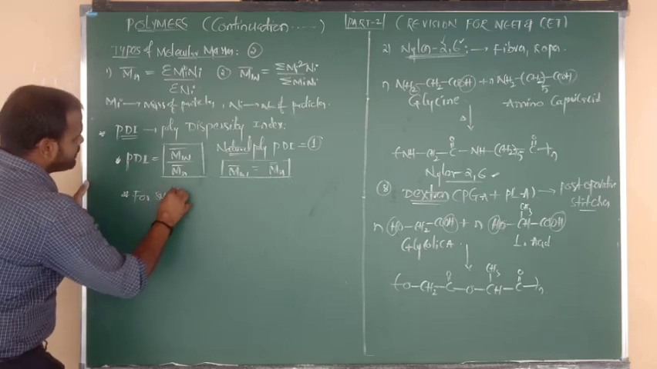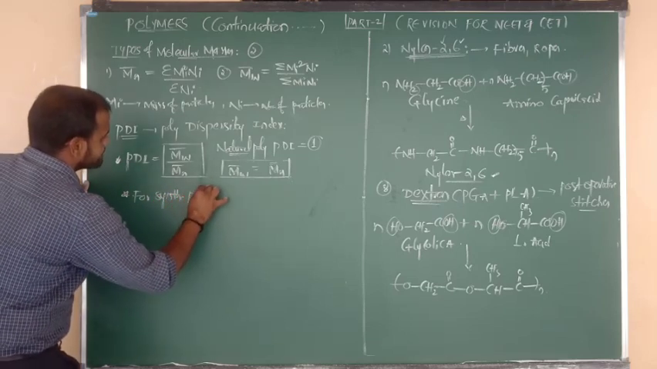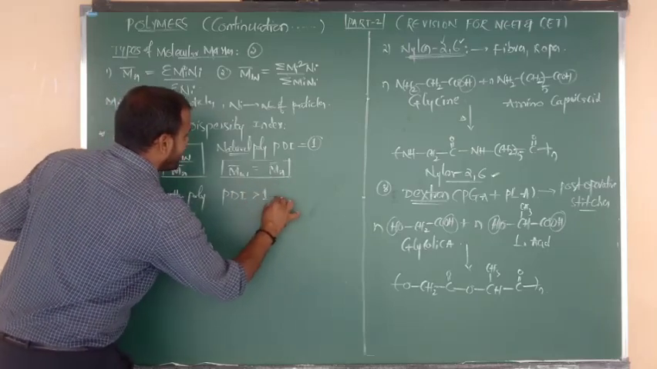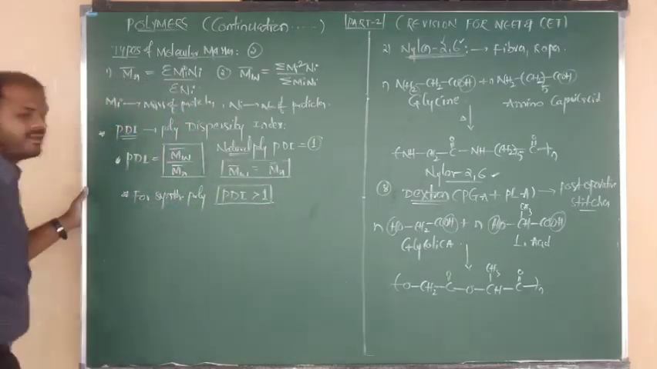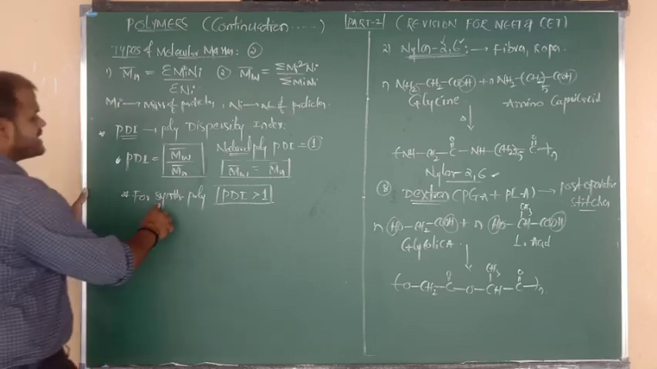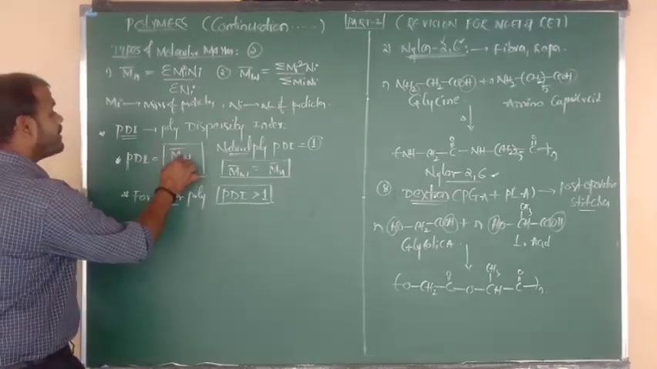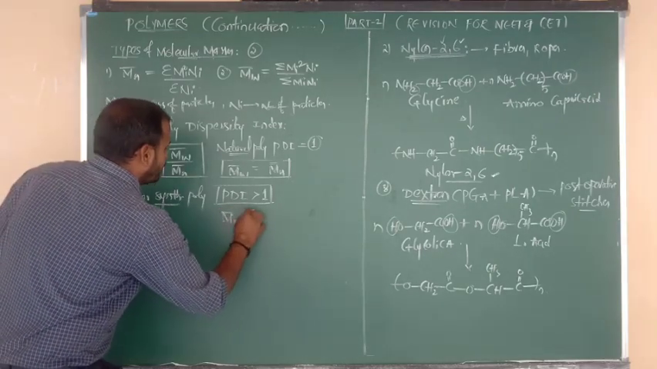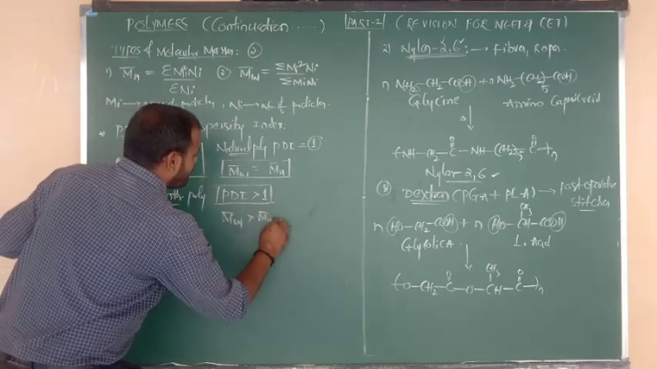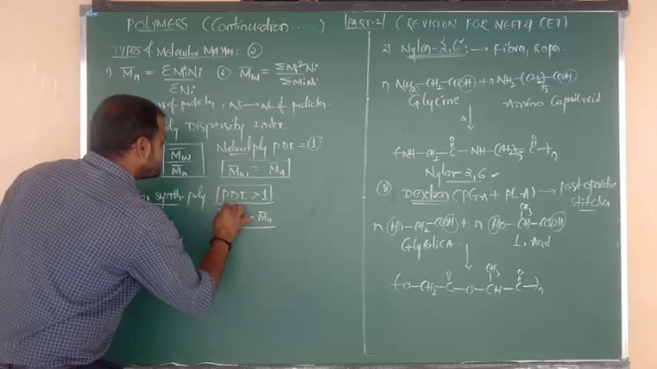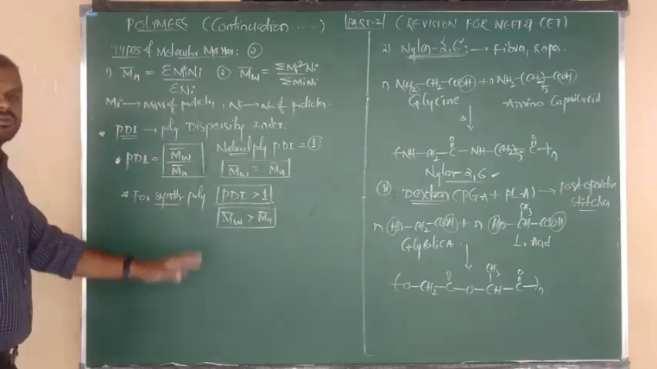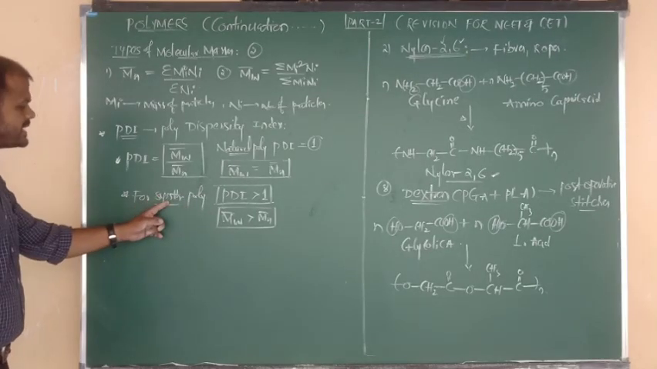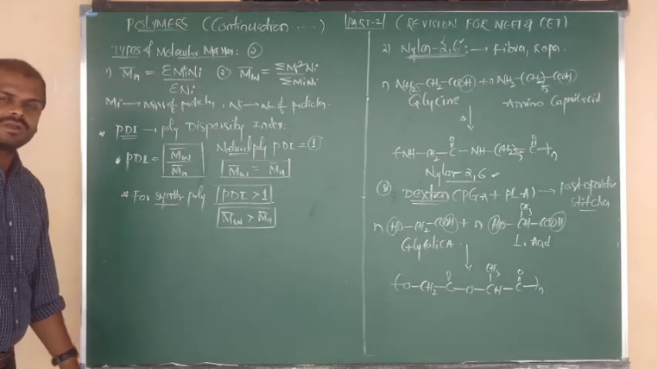In the case of synthetic polymers, the PDI value should always be higher than 1, because in synthetic polymers the Mw value must be higher. So the reason is that Mw bar is greater than Mn bar. The weight average molecular mass is higher than the number average molecular mass in the case of synthetic polymers. That's why synthetics have a PDI value greater than 1.